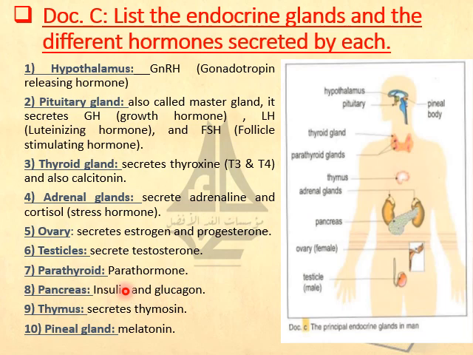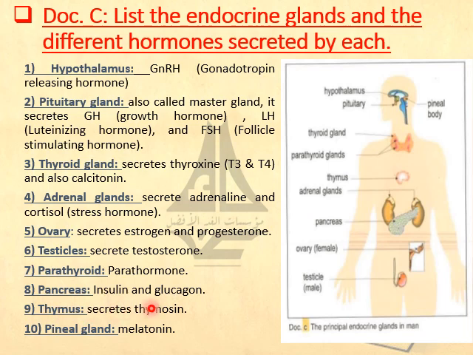Insulin helps the body cells to absorb glucose and to reduce the blood sugar in the body. And glucagon is a hormone that instructs the liver to release stored glucose, which causes the blood sugar to rise. So they are opposite to each other. Insulin lowers the level of sugar in the blood, and glucagon raises the level of sugar in the blood. Both of them are secreted by the pancreas.